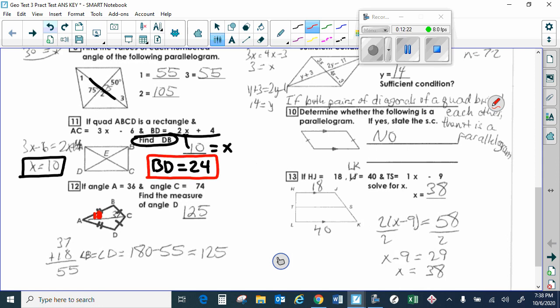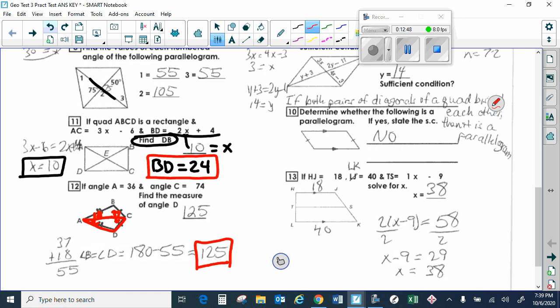And angle C is 74. That's the other vertex angle, so it bisects that, so it makes that 37. Find the measure of angle D. Well, angle B and D are congruent. Okay, I could have put the 18 down here and the 37 down here, and then I have that triangle, so I can solve for D. 18 plus 37 is 55. Subtract that from 180, because all triangles add up to 180, and you get 125 degrees.